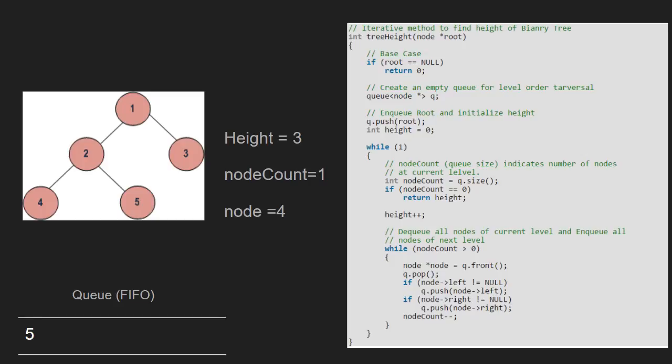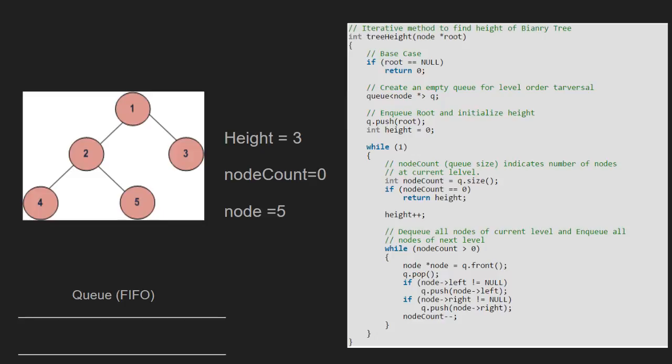Since node count is greater than 0, we loop again. Now, node will point to 5. Then 5 will be popped. Since 5 does not have any child, nothing is enqueued, and node count is decremented by 1. So, node count will be equal to 0. Since node count is not greater than 0, we exit the second while loop.